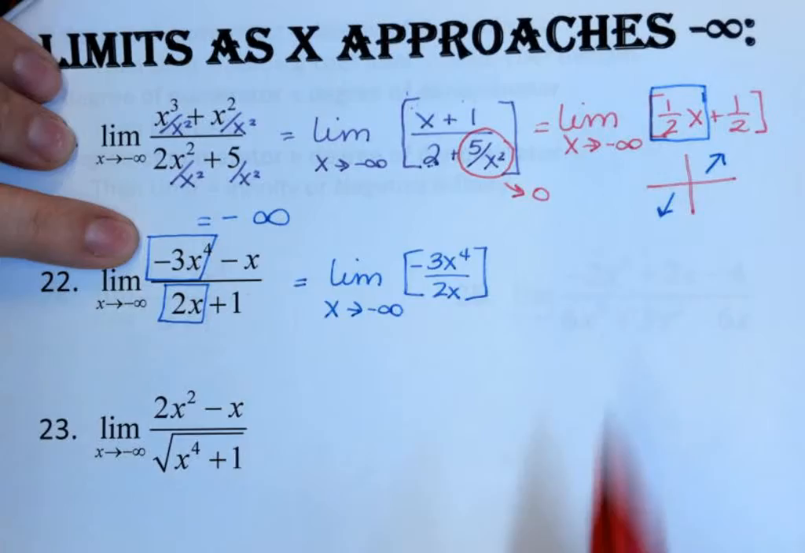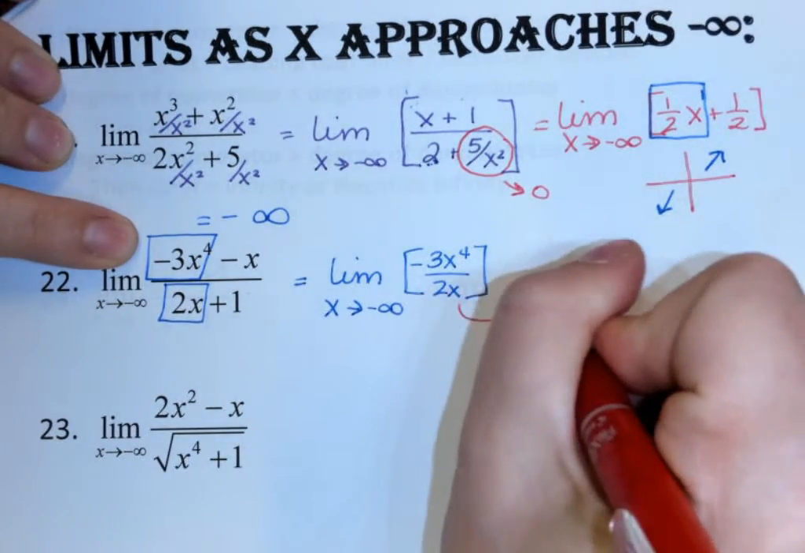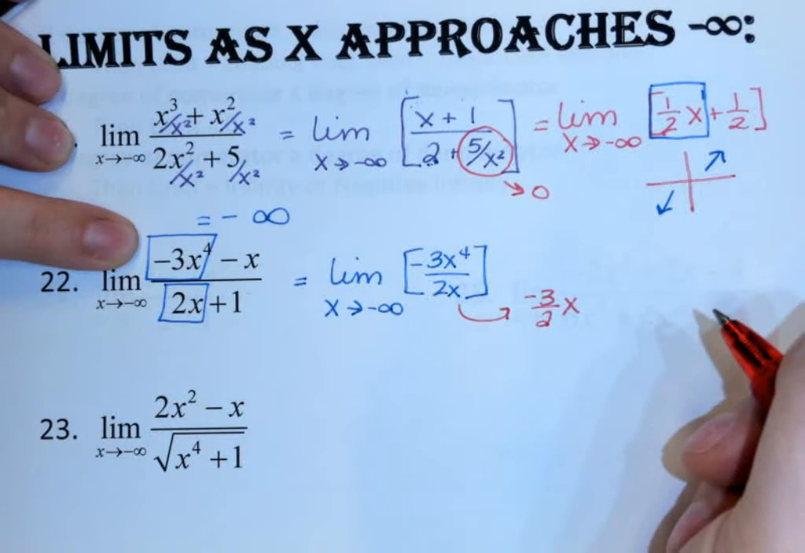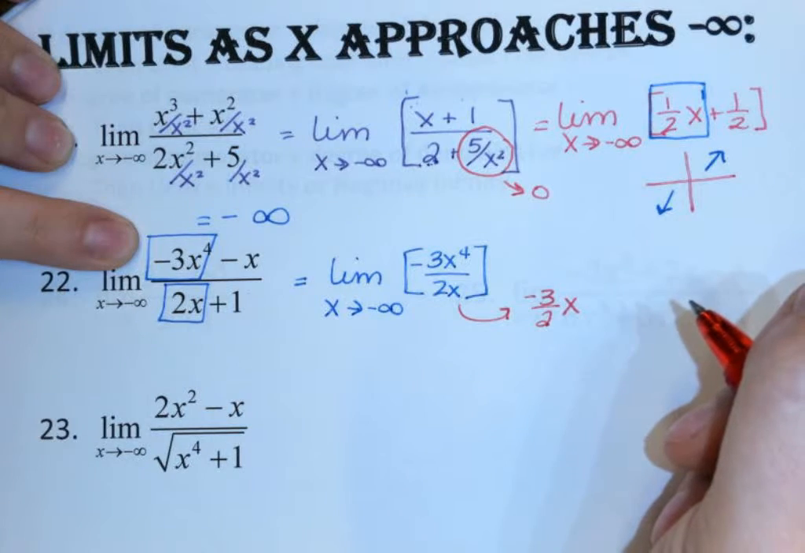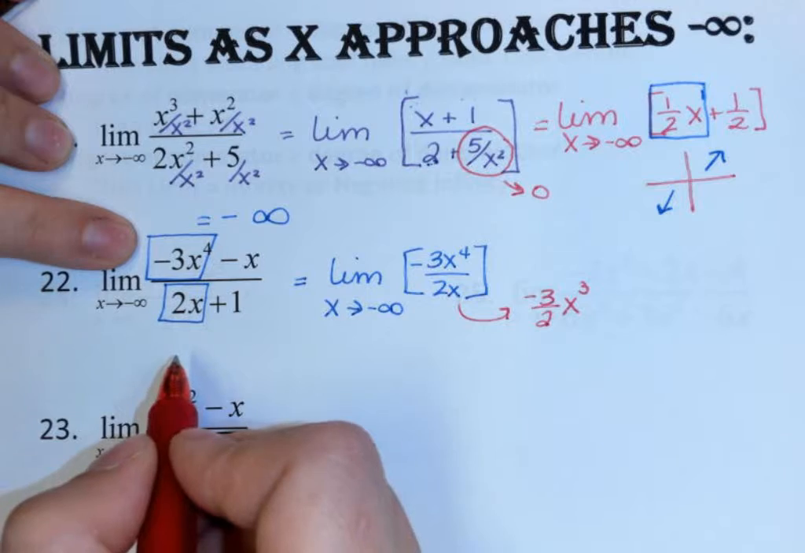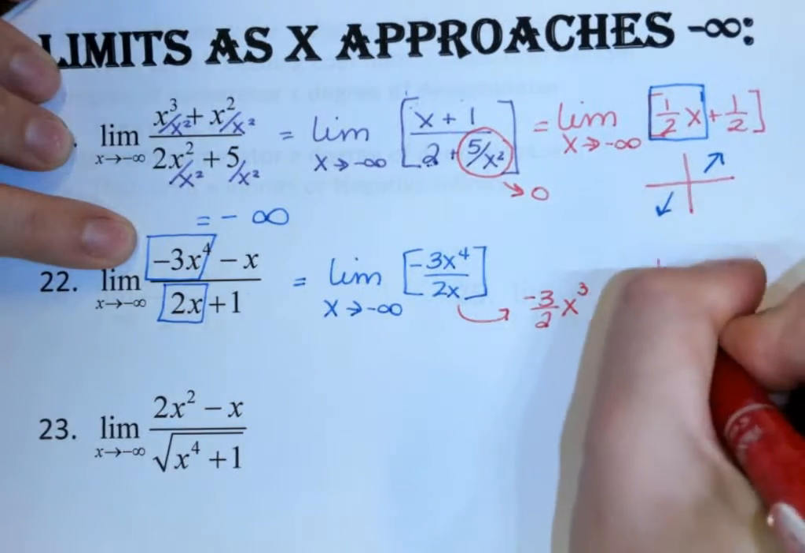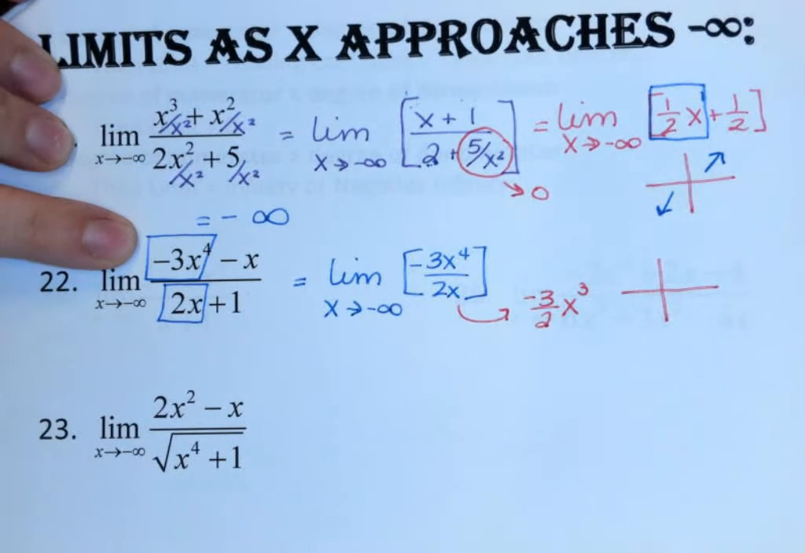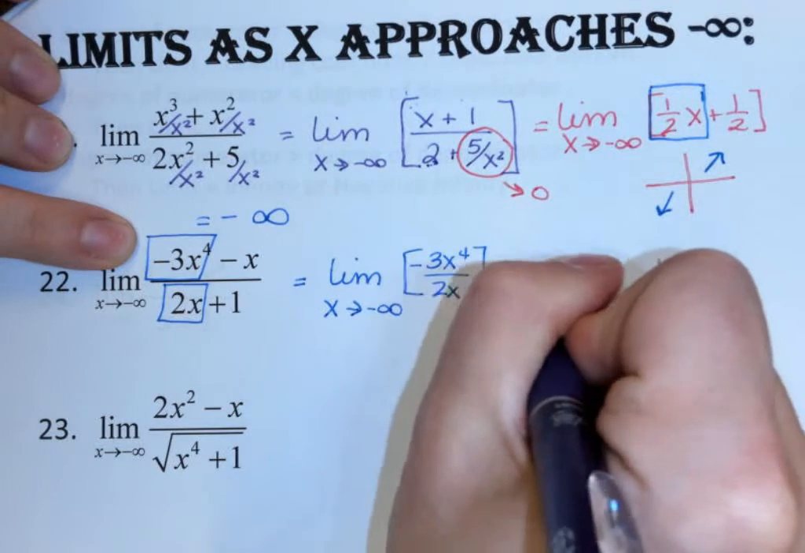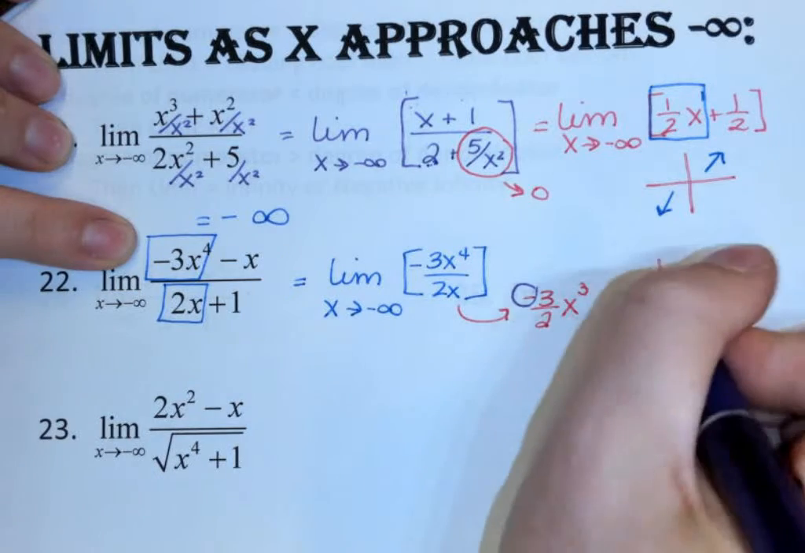What does that simplify to? Negative 3/2 x to the 3rd. Because I don't really care about anything else when I'm talking about end behavior. It's only that leading coefficient and the highest power on x. So if I were to think about the graph on this one, on the right-hand side, what would it do? It goes down because of that negative. The left-hand side, would it be the same or opposite? Opposite. It would go up.